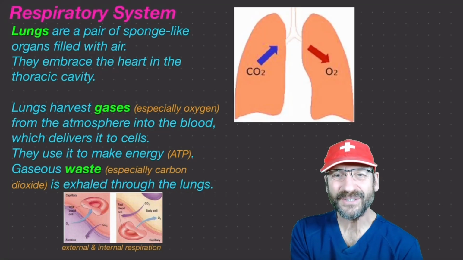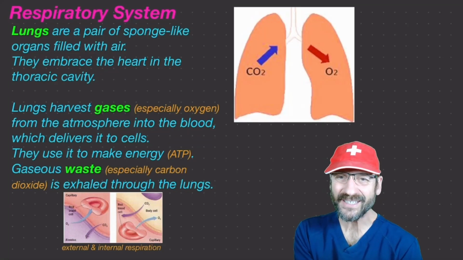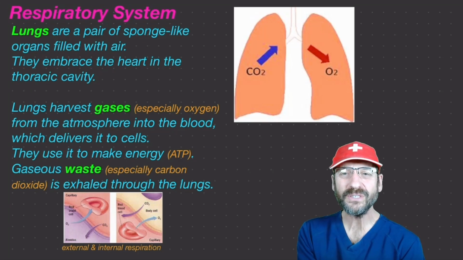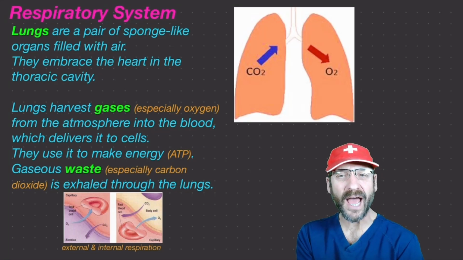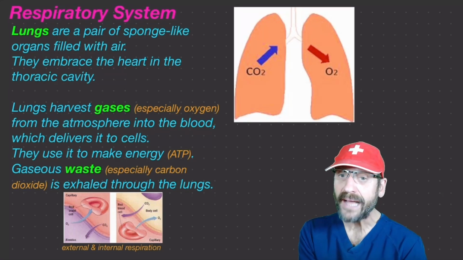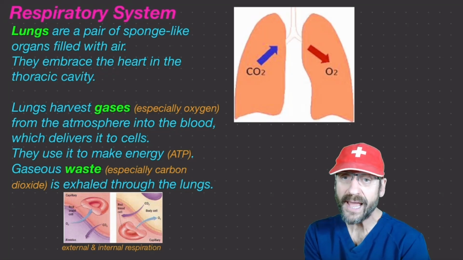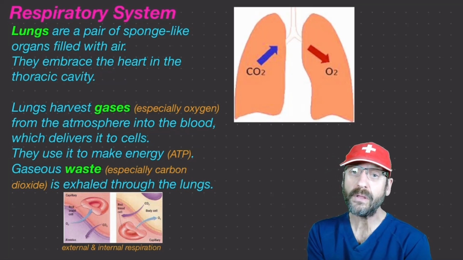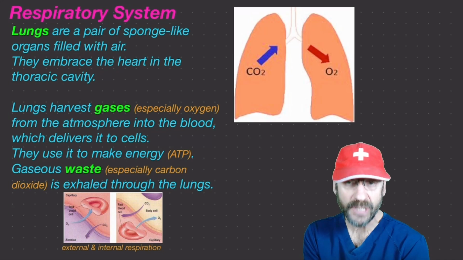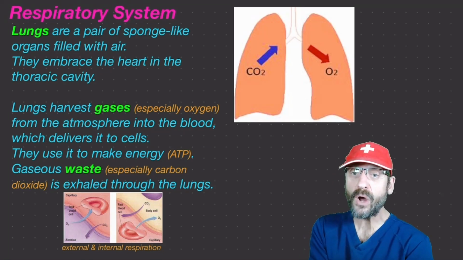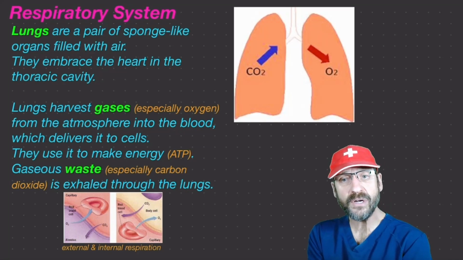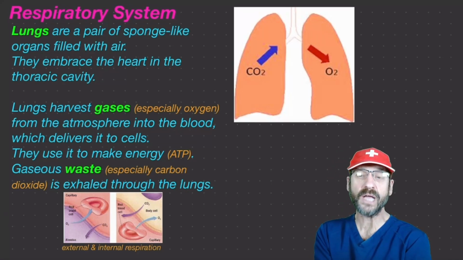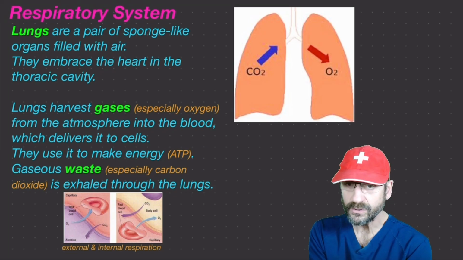This now gets us to the respiratory and the cardiovascular system. Lungs are a pair of sponge-like organs filled with air. They embrace the heart in the thoracic cavity. Lungs harvest gases, especially oxygen from the atmosphere, into the blood, which then delivers it to the cells. They then use that oxygen to make energy, ATP, and the cells can get rid of gaseous waste, especially carbon dioxide, by exhaling it through the lungs.